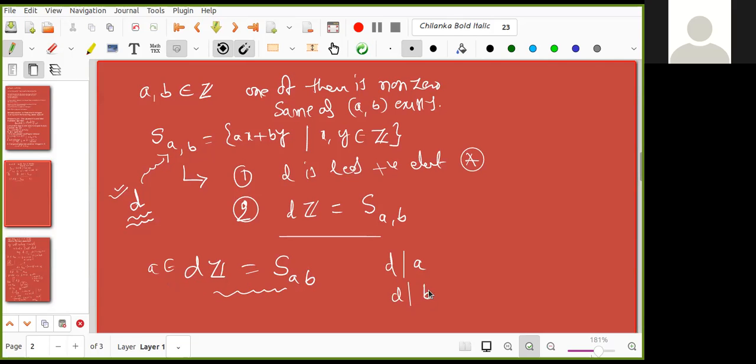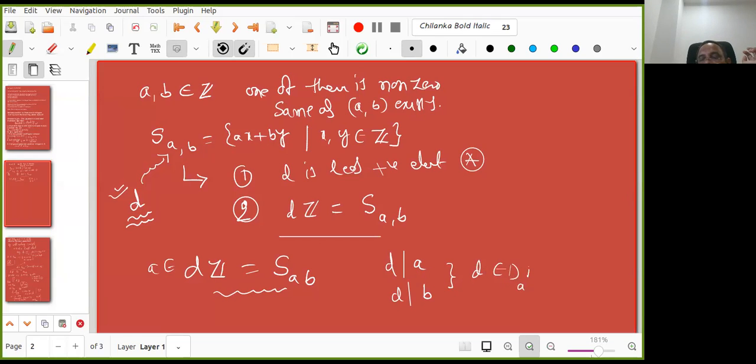Yes, sir. So from this, what is the conclusion? D divides any linear combination of A and B. That is okay. But D divides A and D divides B means D belongs to the intersection of the divisors of A and the divisors of B. And also it is greater than or equal to 1 because it is positive. Right, this much we have. It is a common divisor.